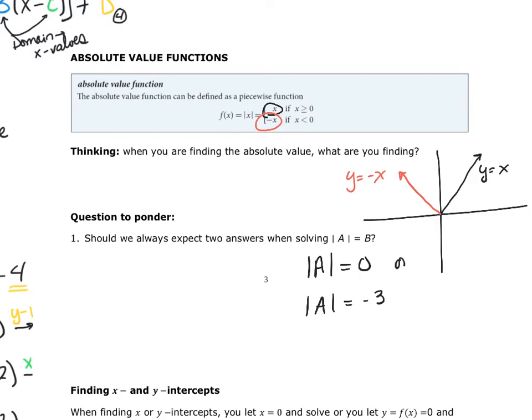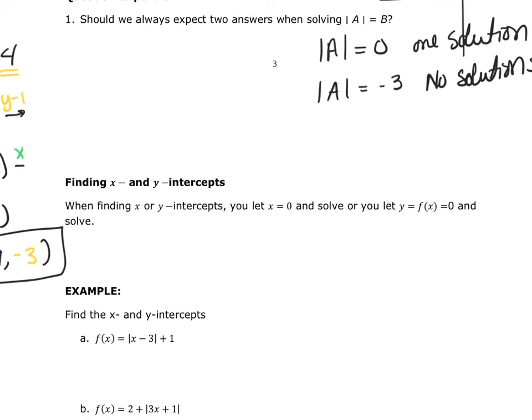So this has 1 solution, and this has no solutions. So I'm not guaranteed 2 answers when I have it set to absolute value of a is equal to b. If b is 0, I get 1. If b is a negative number, I get none. So if I'm asked to find the x and y intercepts of an absolute value function, then all I'm really doing is letting x equal 0 to find the y-intercept, or letting the function equal 0 to find the x-intercept.